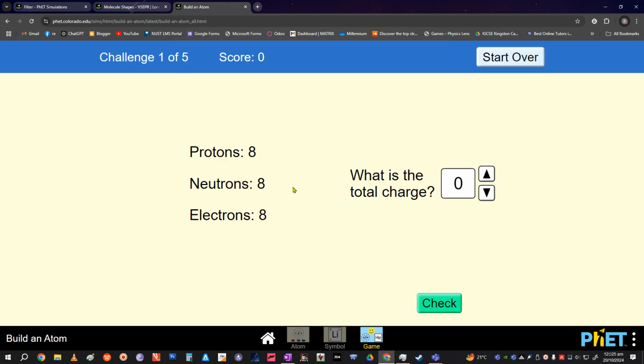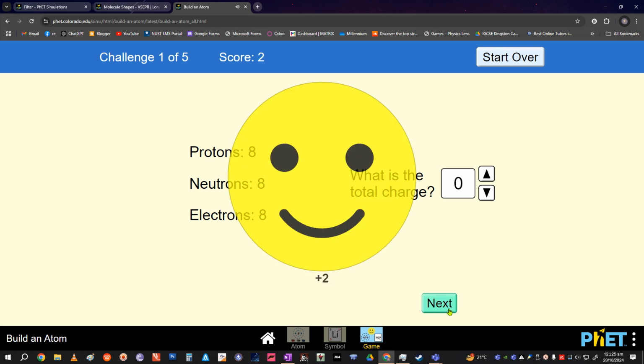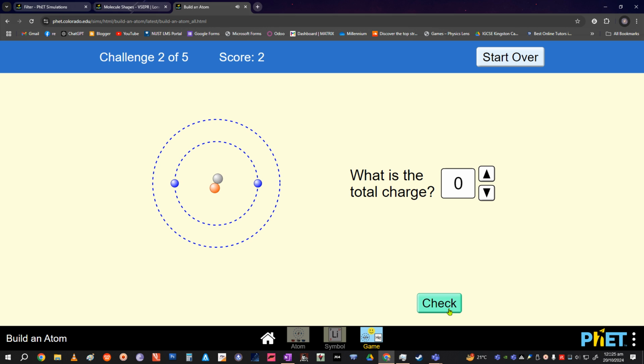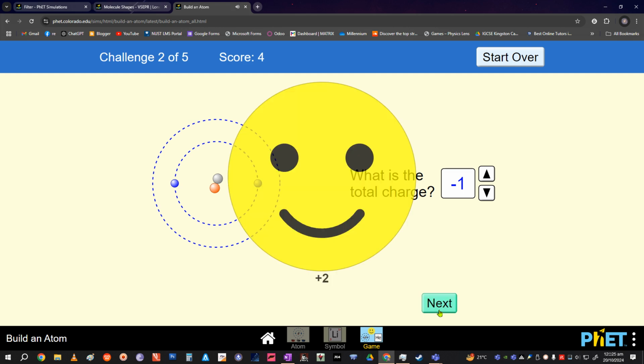Okay, charge one. What's the net charge? Okay, check. Perfect. Okay, next one. Negatively charged. -1. Perfect. Good. Okay.